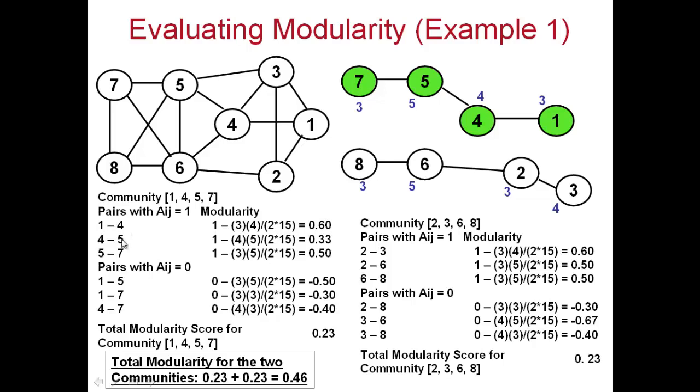Similarly, for the pair 4, 5, the modularity score is 1 minus. Why is it 1 minus? Because 4, 5 have an edge between them. For 1, 4, it was 1 minus because they have an edge between them in the given graph.